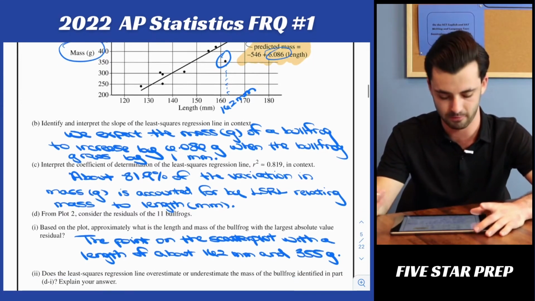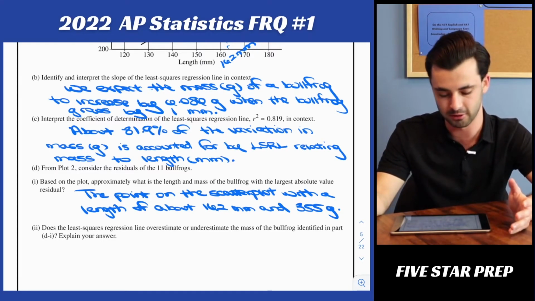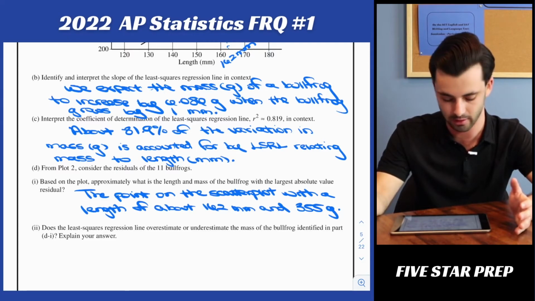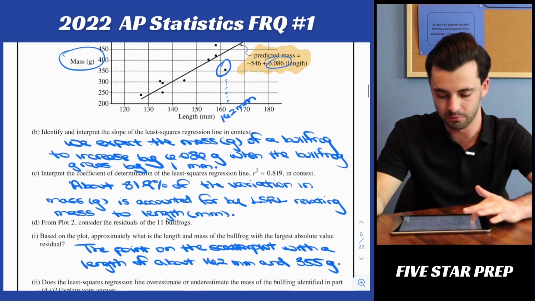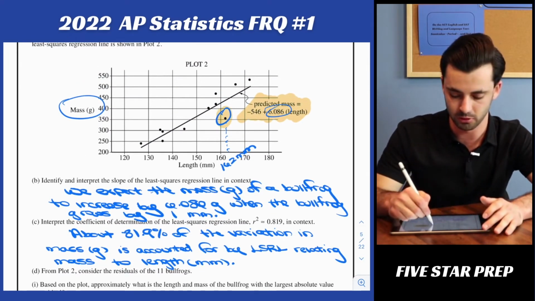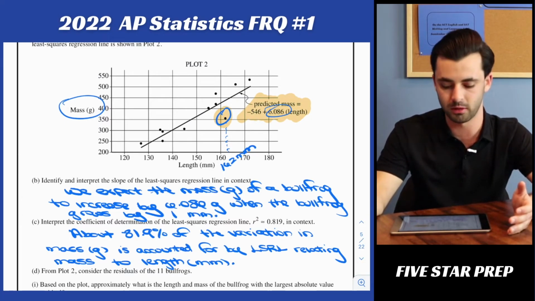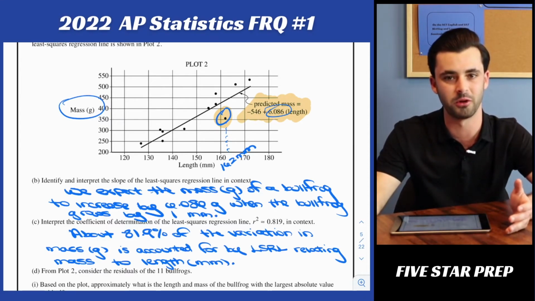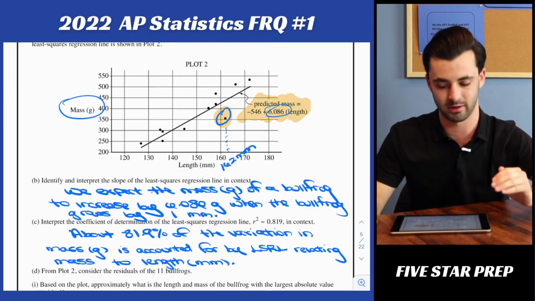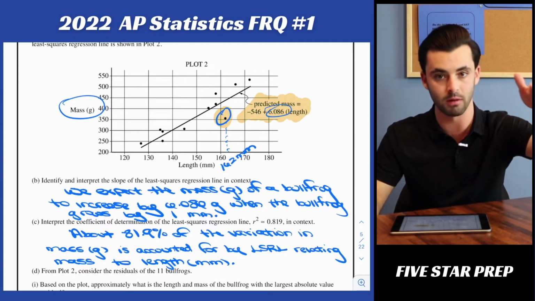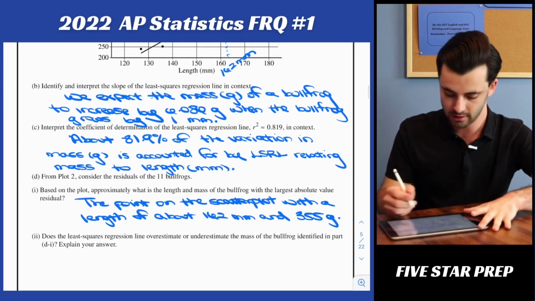Now we're going to go one step further in the final portion of this problem, and it says, does the least squares regression line overestimate or underestimate the mass of the bullfrog identified in part D I? Explain your answer. Well, here, if we just look at this point, the one that we just utilized in order to find the largest residual, here we want to determine if the least squares regression line is an overestimate or an underestimate. Look at the point. Is the point above your line or below your line? Here, your line is above the point. Therefore, your line is going to overestimate the mass. So here, it's an overestimate.